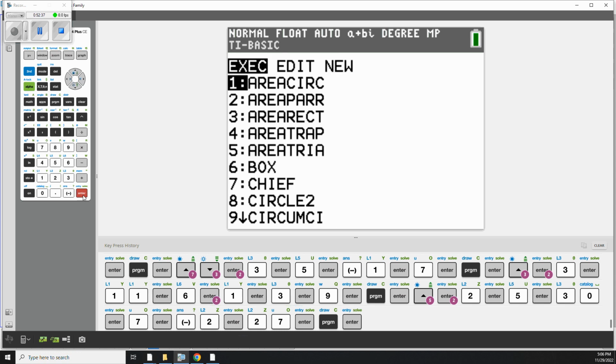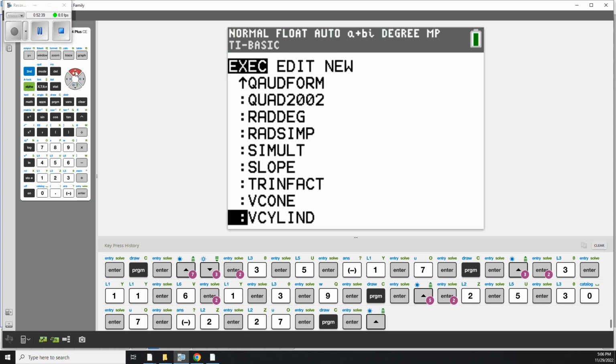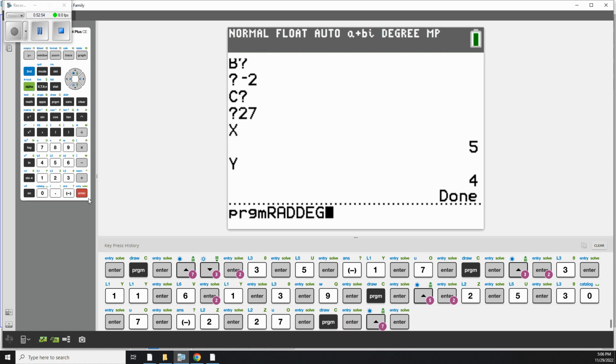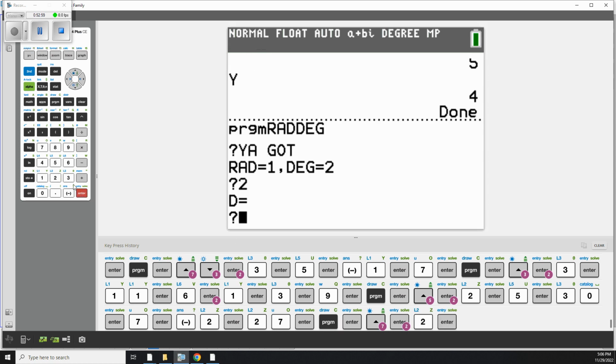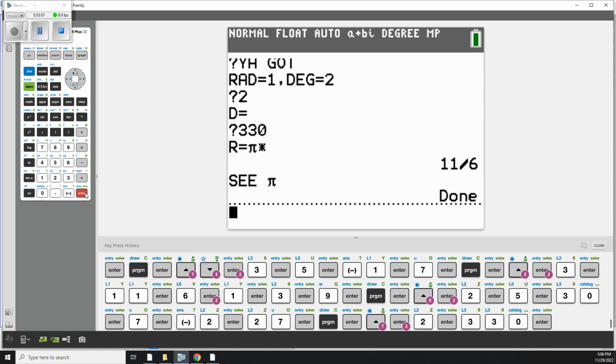Last two are worth mentioning. They come up every now and then. Volume of cone and volume of cylinder. Showed you TrinFact. I think that's the major things I wanted to show you. If you're in trig, radian to degree, it says what you got. Oh, I got a degree. The degree is 330 degrees. It gives you the radian 11 pi 6. It's just a conversion program converting one to the other.